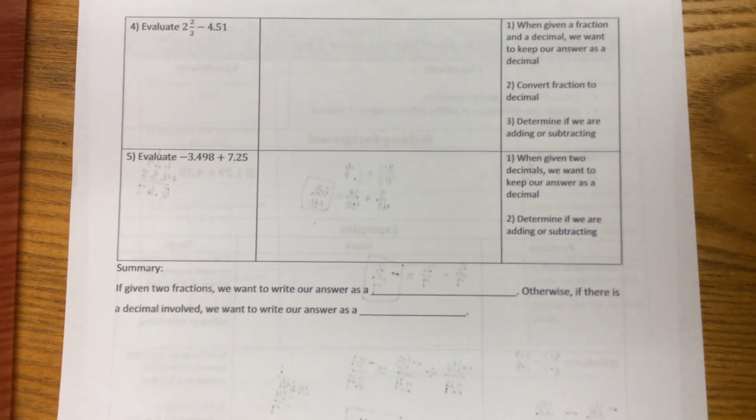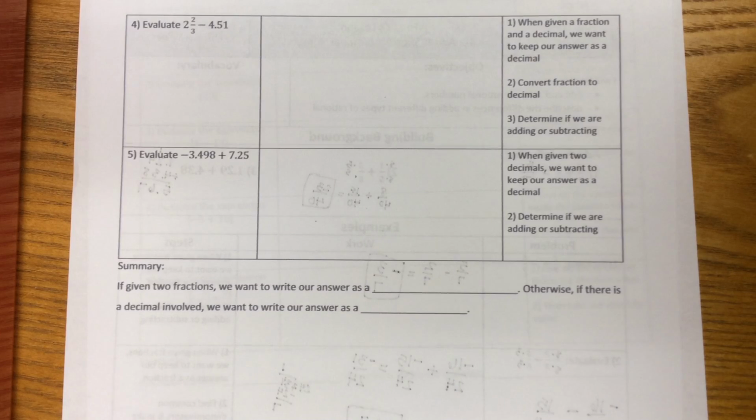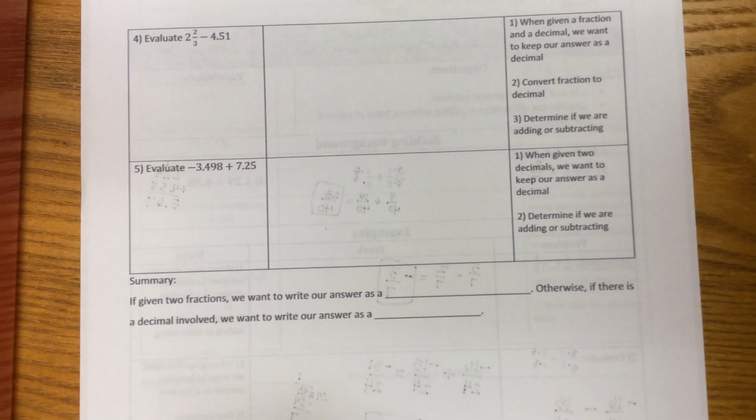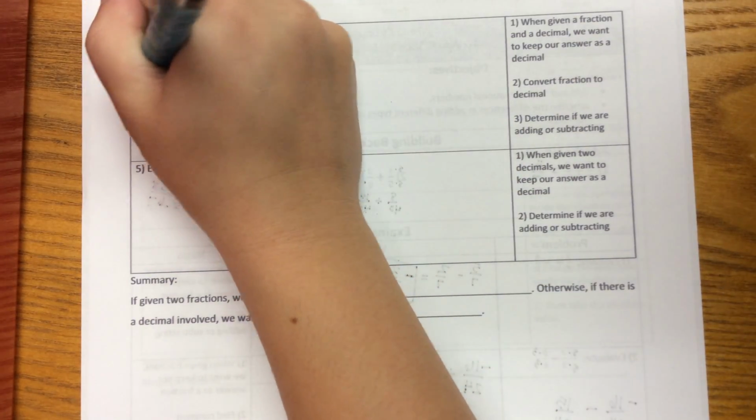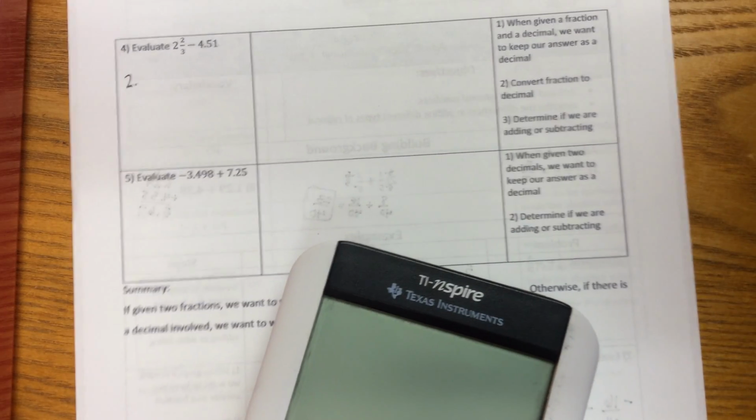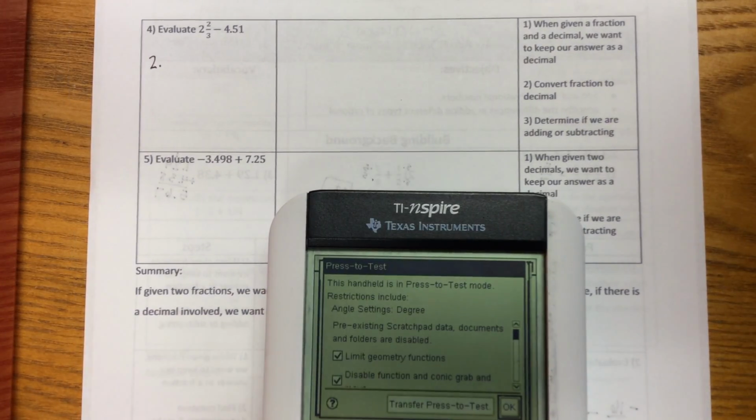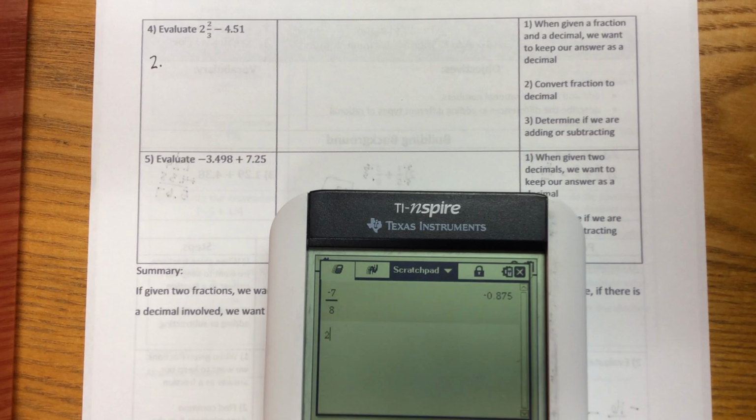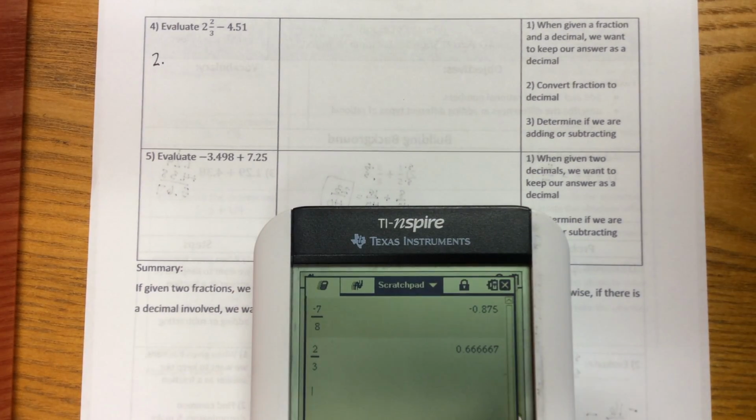Two more examples left. So example 4, we're going to evaluate 2 2/3 minus 4.51. Now this one's going to be a little bit more complicated because of the 2 2/3. So we're going to convert that into a decimal. That's going to be 2 point, now when I do 2 divided by 3 in my calculator, I get 0.66666 repeating. Remember that 7 just shows up because it rounded it. So that's going to be 2.6 repeating.